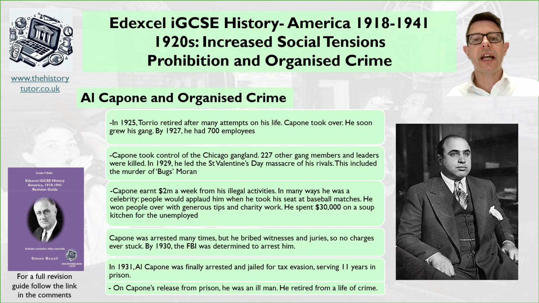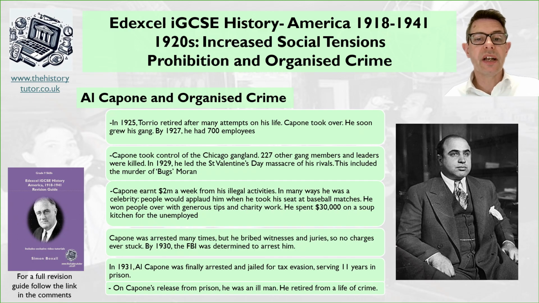He quickly developed his gang. In 1927, he had 700 employees. Capone took control of the Chicago gangland. 227 other gang members and leaders were killed. In 1929, he led the St. Valentine's Day massacre of his rivals. This included the murder of Bugs Moran. Capone earned $2 million a week from his illegal activities.